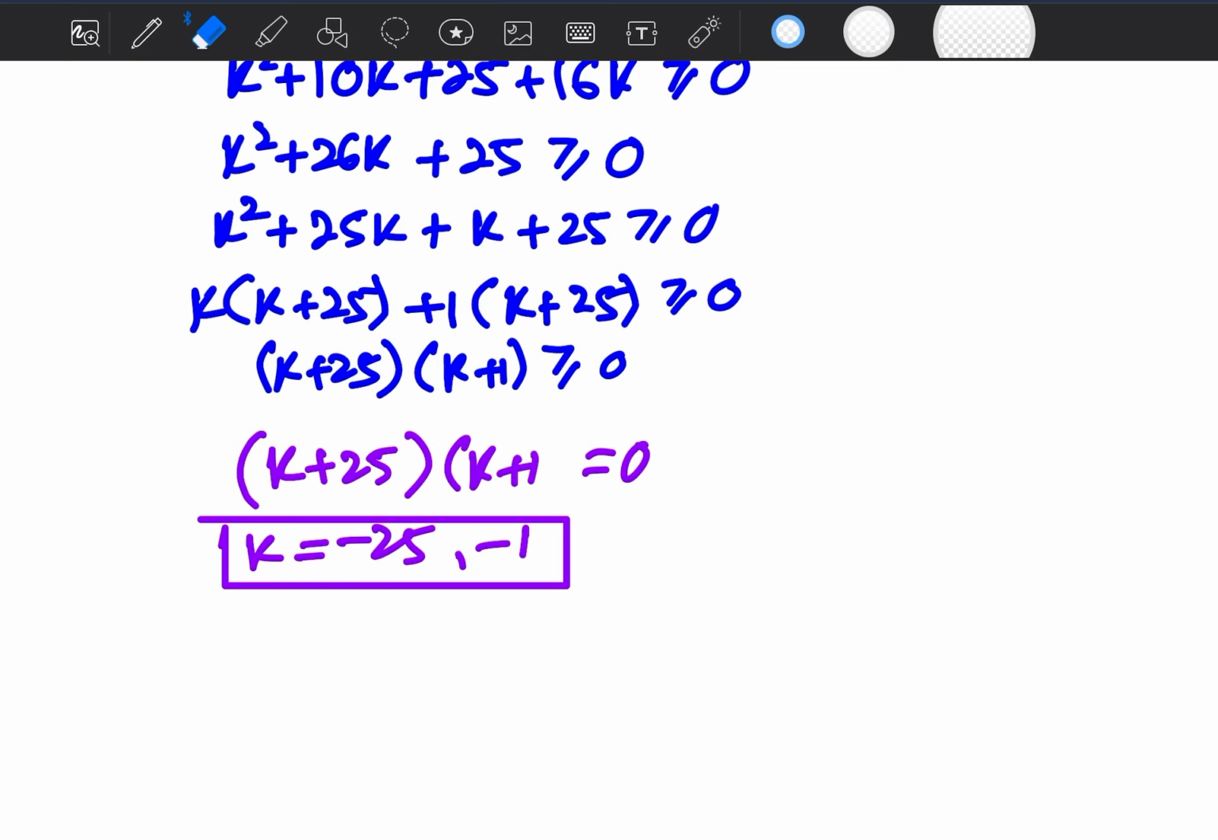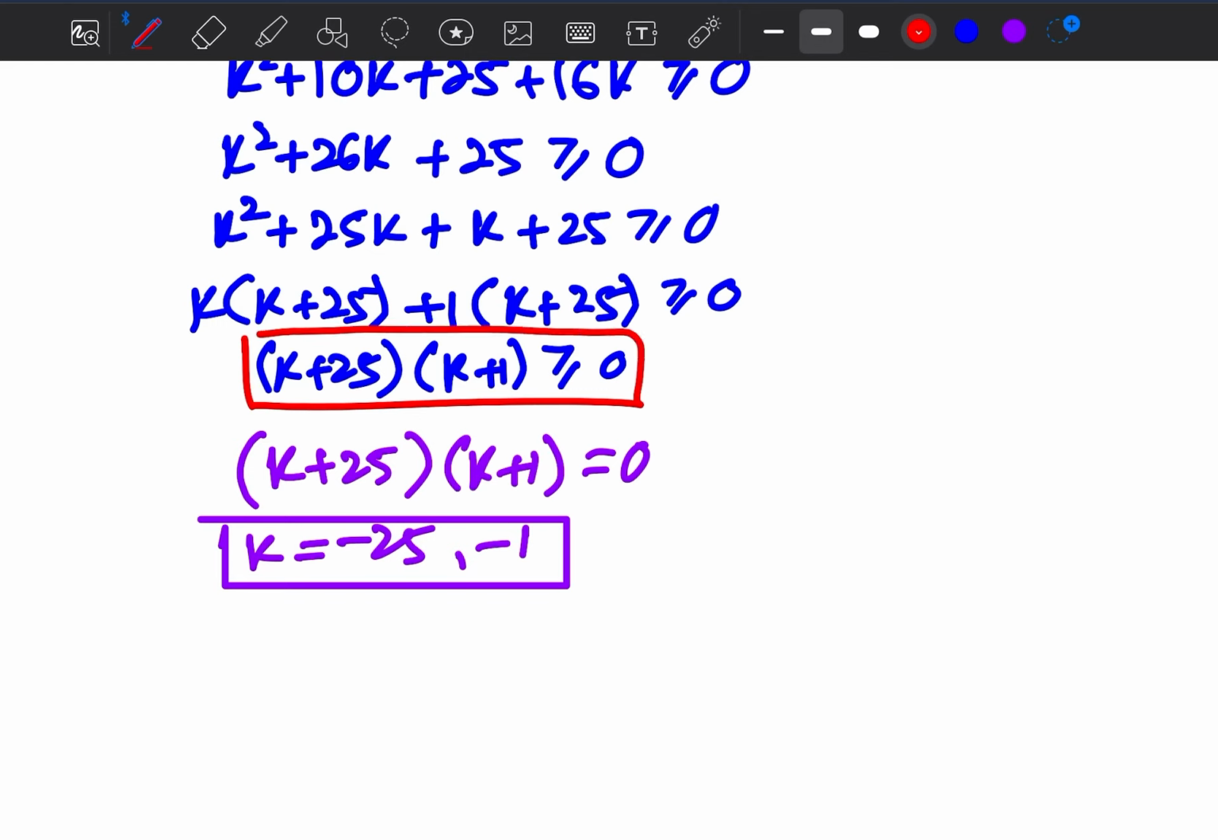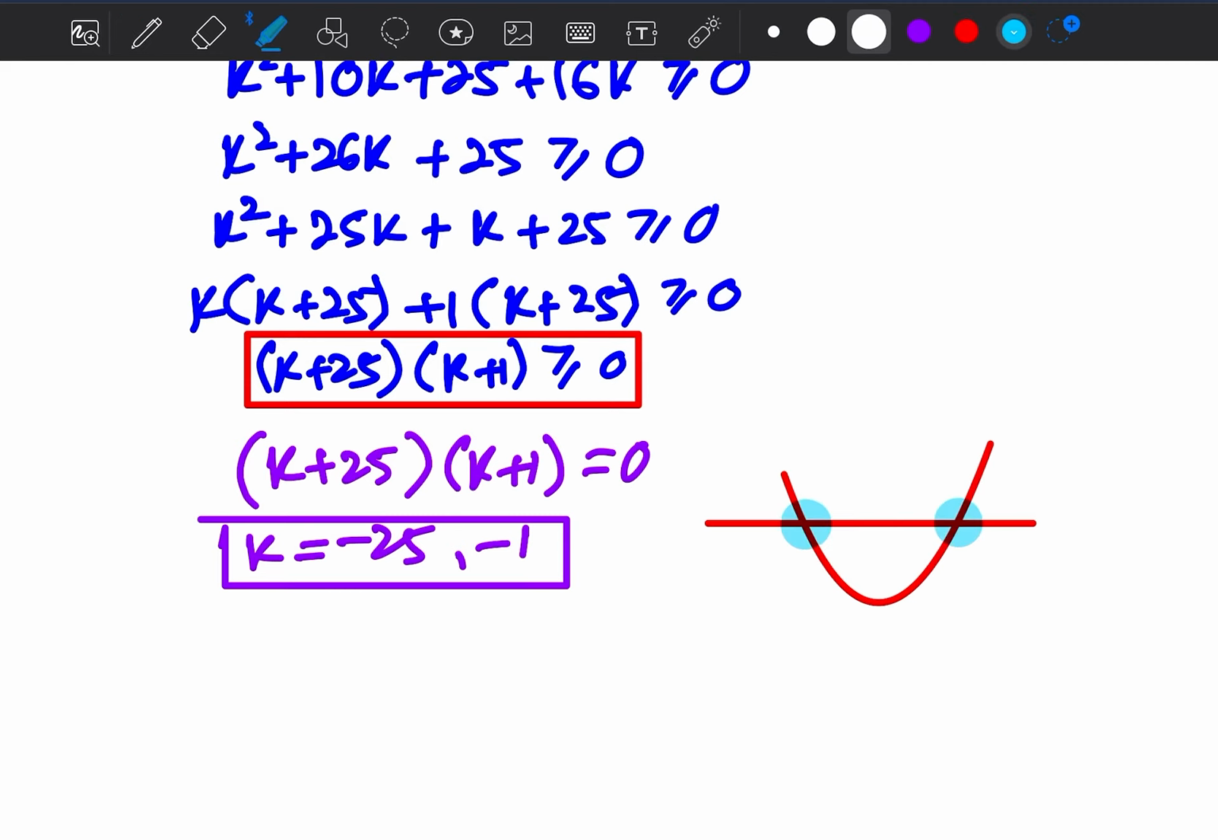Once I got these two values of k, but this was not the question. The question is find out the value of k when the discriminant is greater than or equal to 0. This quadratic inequality is greater than or equal to 0. So when the quadratic inequality is greater than or equal to 0, just a short sketch. These are the two k values here. This one is minus 1, this one is minus 25. So since the inequality is greater than or equal to 0, this is the portion where it is greater than or equal to 0.